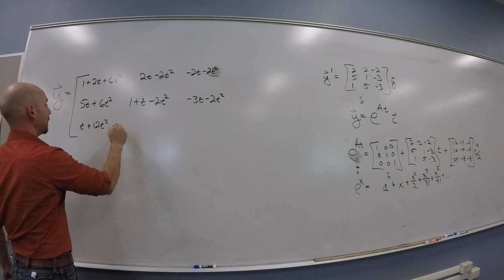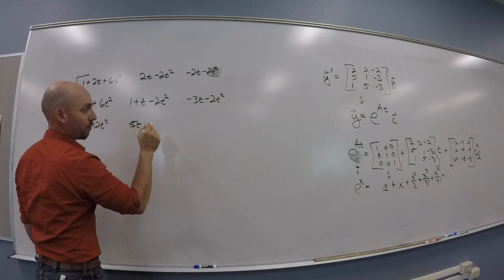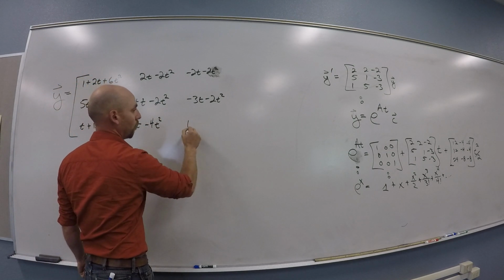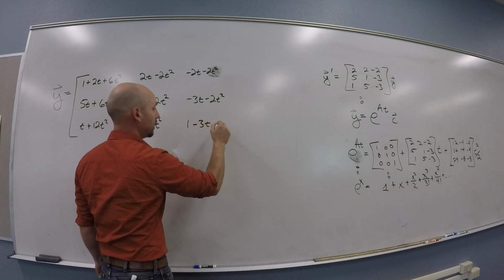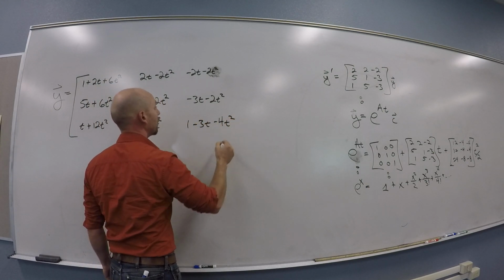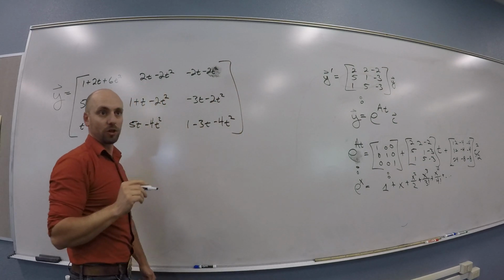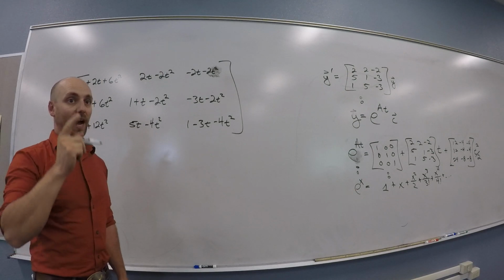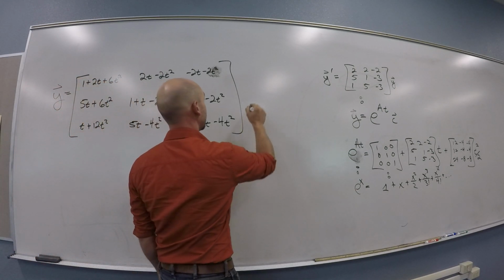5t minus 4t squared, and 1 minus 3t minus 4t squared. And that whole matrix times C, the vector of constants, right?